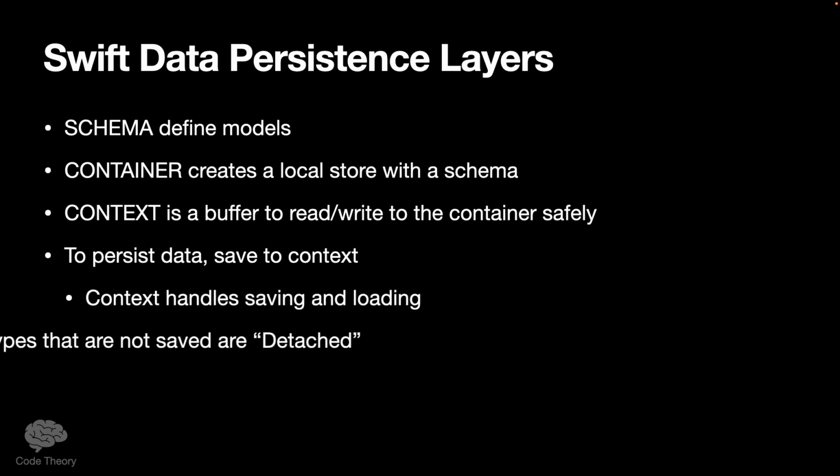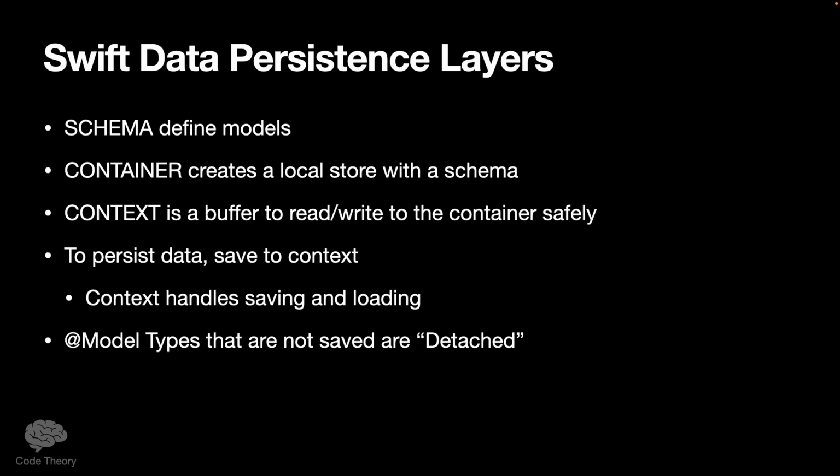Handles saving and loading. App model types that are not saved are what's called detached. So if you had an instance of a model type in memory that has not been added to the context, you haven't put it into the context, it's detached. It will not get saved. It will not get persisted when your app closes, okay? It will be lost, right? So anytime you have an instance of a model type that is not saved, it's detached.